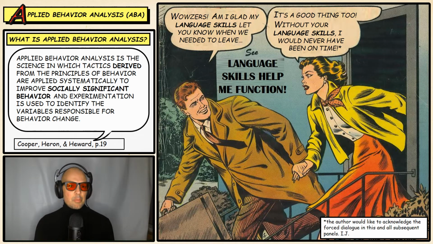So these socially important behaviors include things such as language skills. So language skills are very socially important. It's how we communicate with other people, and the ability to produce language and to understand language is extremely important for us as social beings.